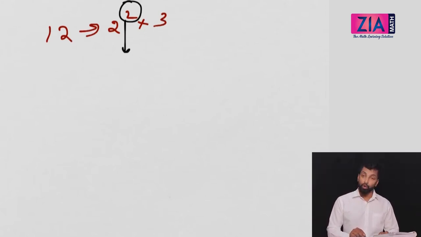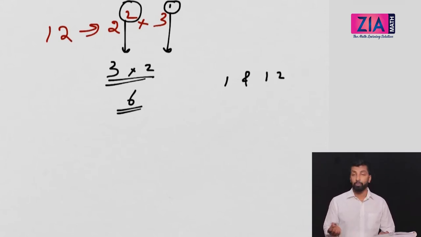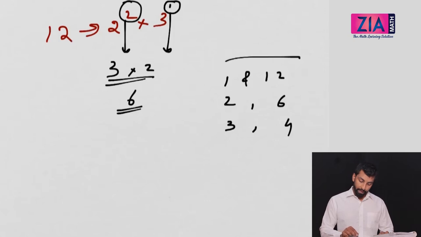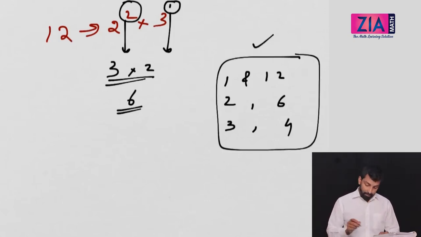So you can write as 2 plus 1, which is 3. Here it is 1. So you'll write as 1 plus 1, which is 2. So 6 factors will be there for 12. What are the factors? 1 and 12. Obviously they are factors. Then 2, 6, they are factors. 3, 4, they are factors. So these are the 6 factors. So I hope this is clear.